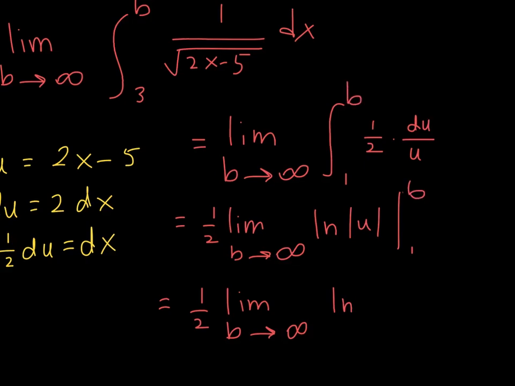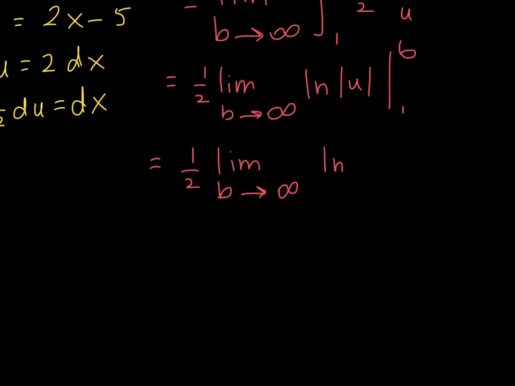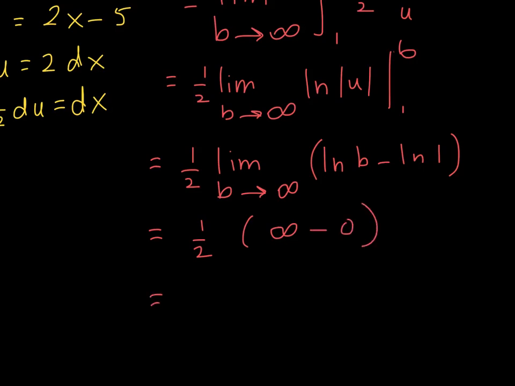Okay, so now when I'm here, I knew I made a mistake because I can't plug in infinity here. Natural log of b minus the natural log of 1. And as b tends to infinity, the natural log of b is approaching infinity. And the natural log of 1 is 0. And so this is equal to infinity. So because the integral diverges, the series also diverges.